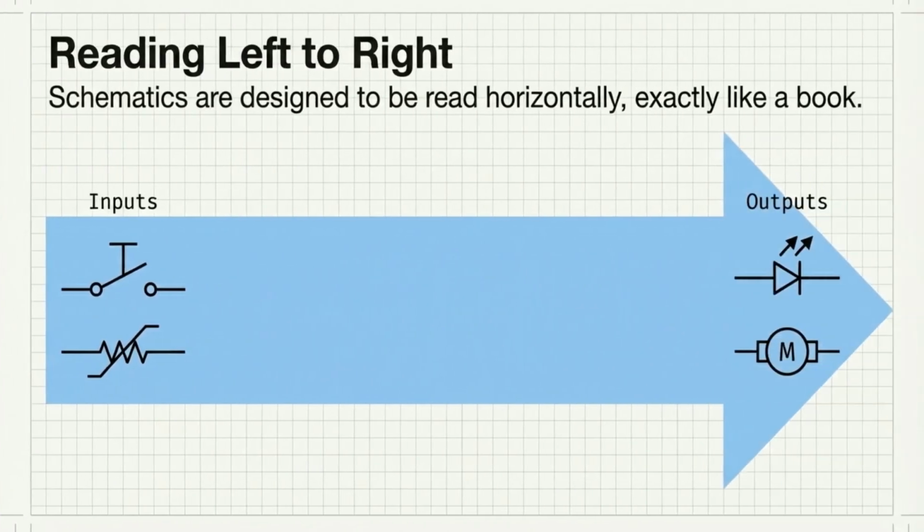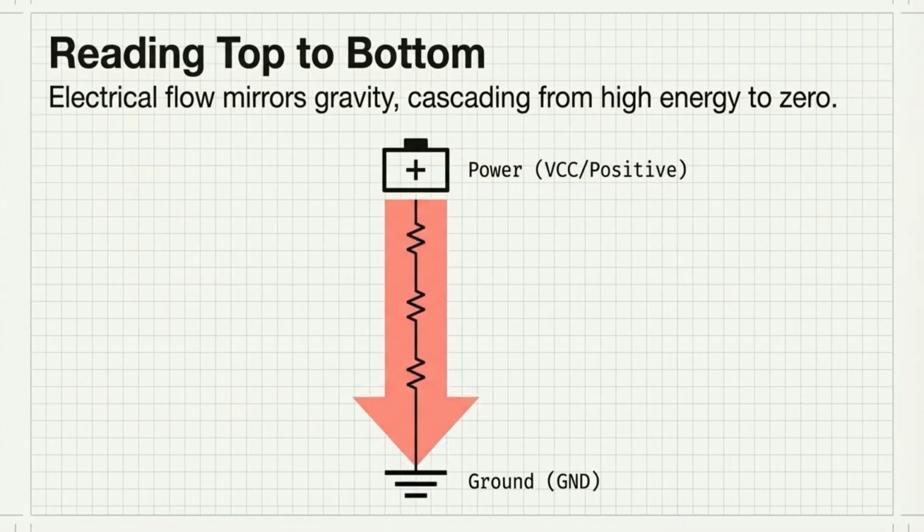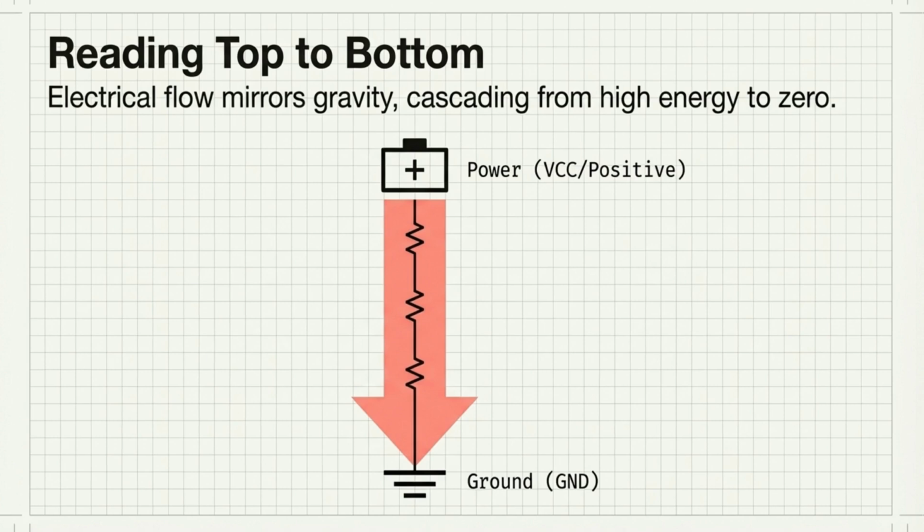Schematics are designed to be read horizontally, exactly like a book, reading from left to right. Inputs are typically on the left, and outputs are on the right. Electrical flow mirrors gravity, cascading from high energy to zero, so we also read top to bottom. Power, or VCC/positive, is at the top, and ground, or GND, is at the bottom.